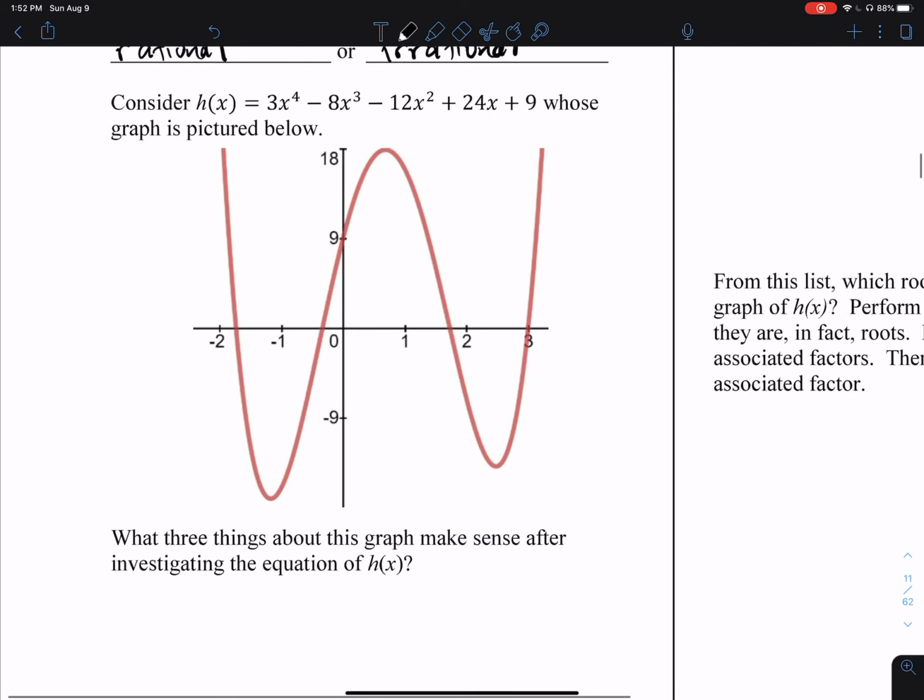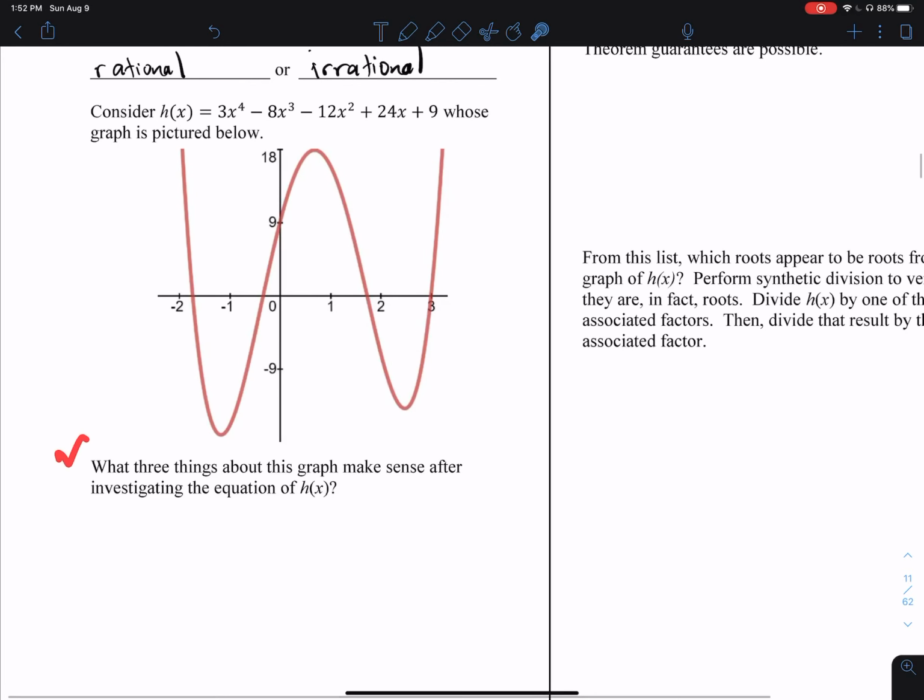Consider h of x. This is 3x to the fourth minus 8x cubed minus 12x plus 24x plus 9. It's pictured below. Let's just talk about a few things. Let's answer this question by talking about these things. What three things about the graph make sense after investigating the equation? Well, the equation has a constant of 9. The graph has a y-intercept of 9. That makes sense.